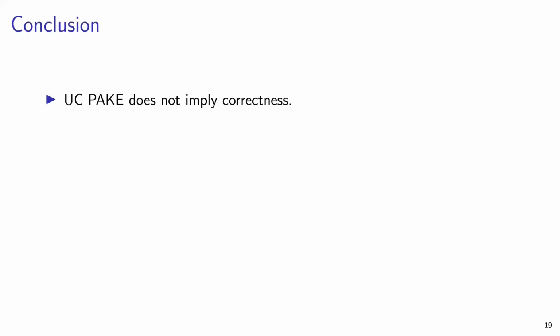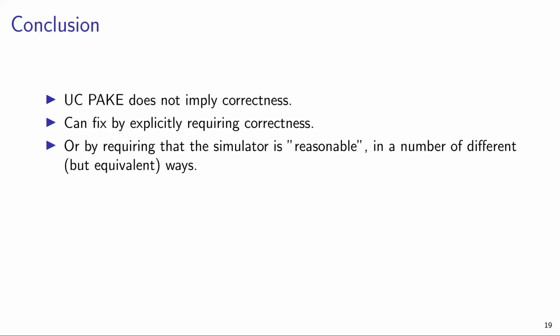All right, and in conclusion, we presented a UC PAKE that does not satisfy correctness. While we focused on PAKE, similar issues can occur in other protocols that work over unauthenticated channels. For example, UC notions of authenticated key exchange also fail to guarantee correctness in this way. We analyzed several approaches to fixing the definition to include correctness, which turned out to be equivalent. First was to explicitly require the protocol to be correct. Second was to nerf the simulator, so it cannot use test password when the adversary is just an eavesdropper.